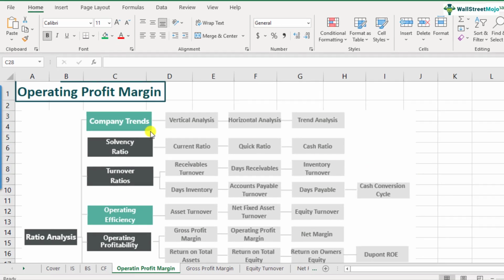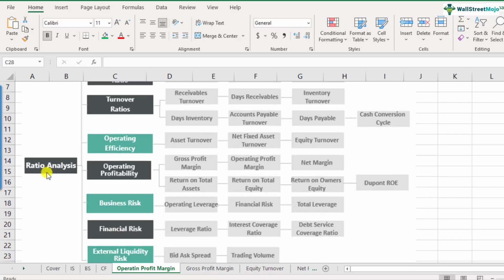What is operating profit margin? Operating profit margin is a part of the ratio analysis framework and it comes under the operating profitability category. In our last video, we discussed the gross profit margins, but in this video, we'll be discussing the operating profit margins. But before we calculate the margins, we need to really understand what operating profit is as such.